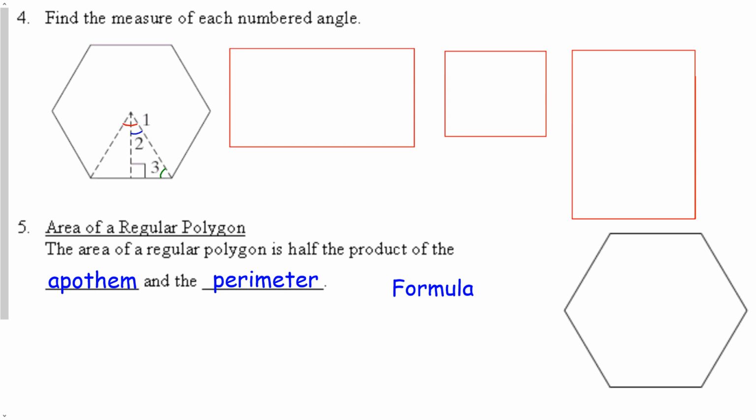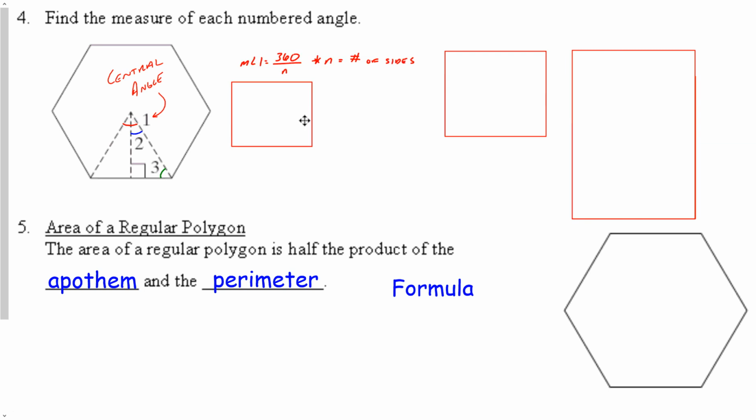The first one that we're going to find in this regular hexagon is angle 1. Now, first thing we have to know about angle 1 is that it's called a central angle, because the vertex of that angle is at the center of the polygon, and the two sides of that angle are each a radius of that polygon. So when we find a measure of a central angle, we're going to take 360 and divide it by n, and we use n to represent the number of sides of that polygon.